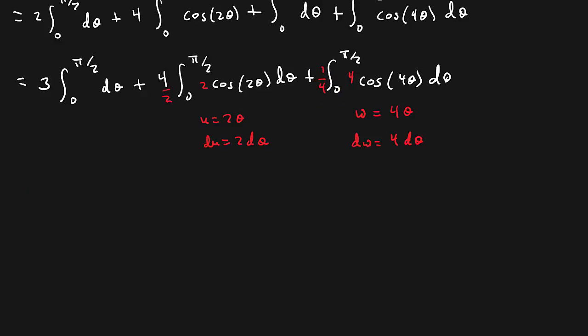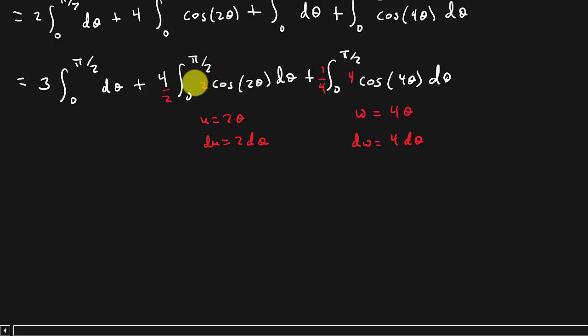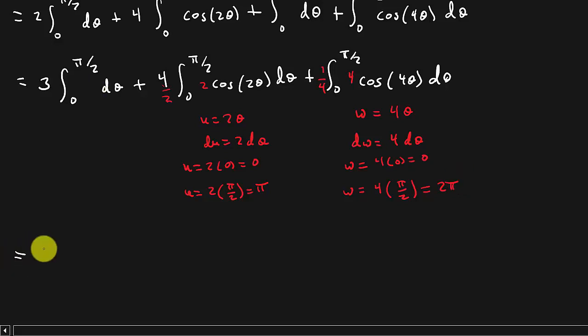And also, let's keep in mind, we're going to have to change our limits on each one. So for the limits on this one, u is equal to 2 times 0, which is 0, and u equals 2 times pi over 2, which is pi. And over here, w is equal to 4 times 0, which is 0, and w is equal to 4 times pi over 2, which is 2 pi.